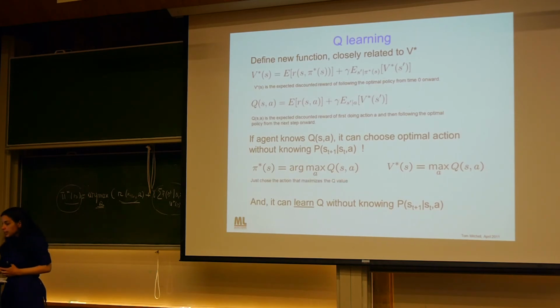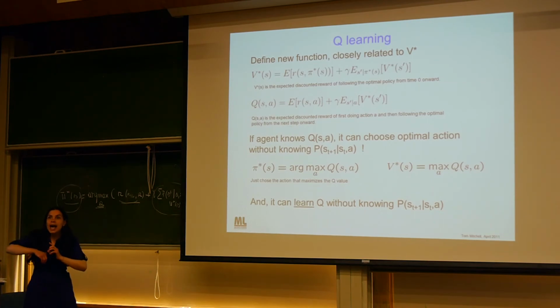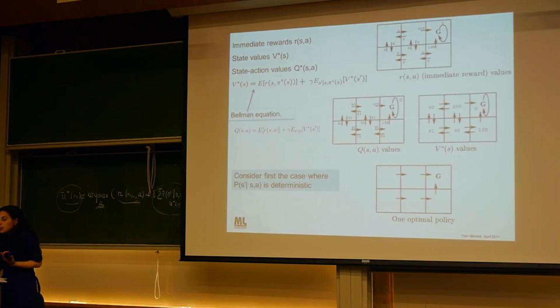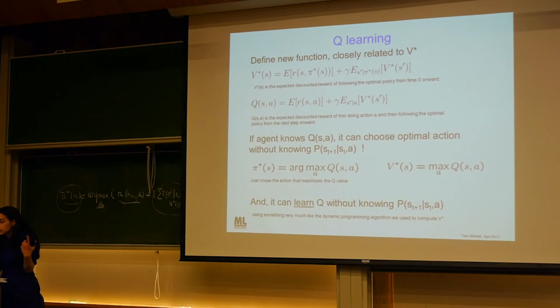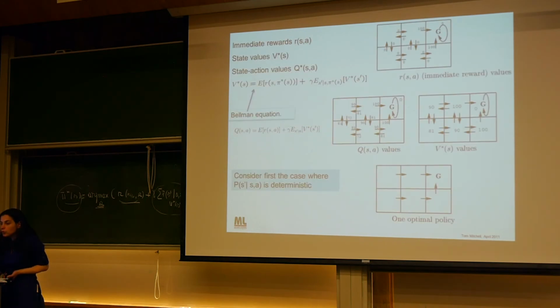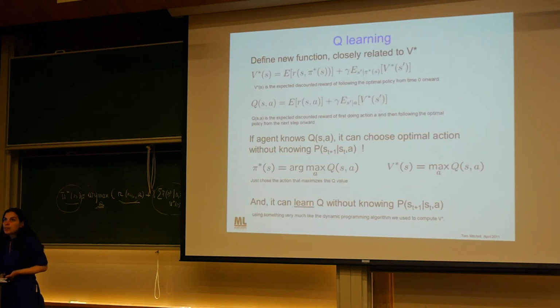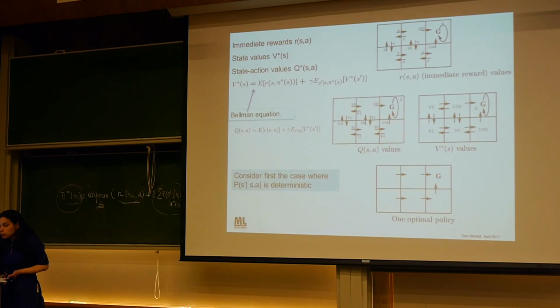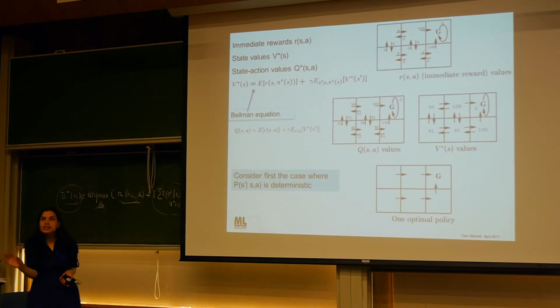And it turns out that yes, we can actually learn the Q value. We can directly learn the Q value by just operating in the environment without ever having to know the transition probabilities. It's pretty much like the dynamic programming algorithm that we use to compute the V function, the value function. Essentially, it all boils down to the fact that we can again write a recursive definition.